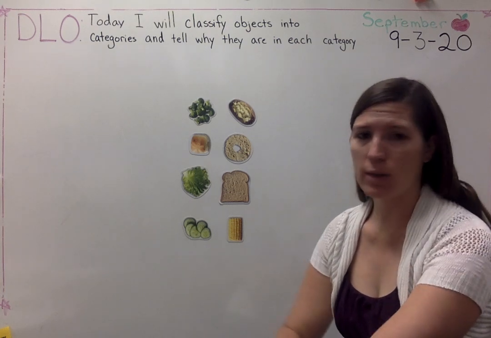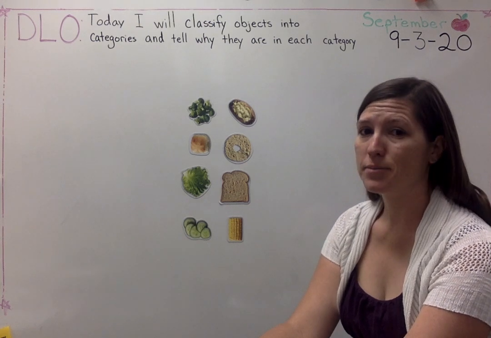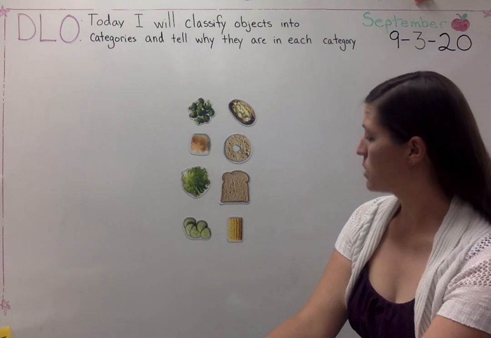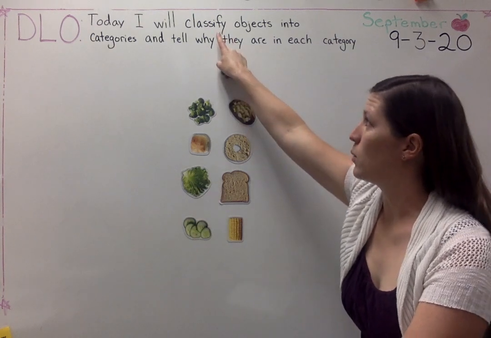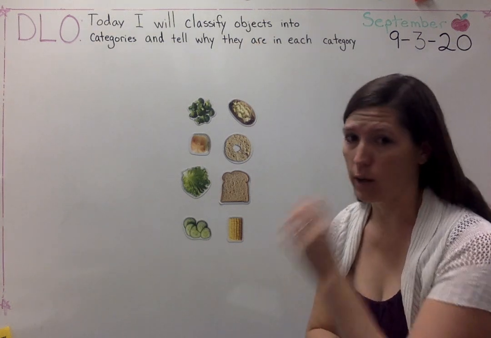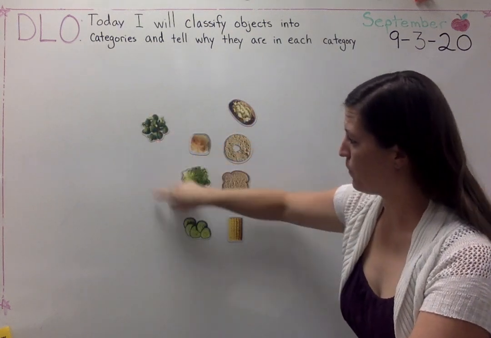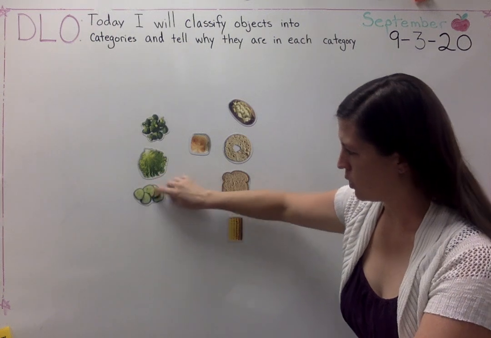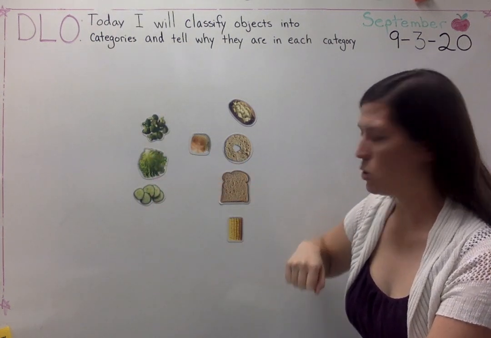First, I'll sort them by color. I see items that are green, I see items that are brown, and yellow. I'm going to classify these objects into categories by color. So first I'll start with green. I'll put broccoli, lettuce, cucumber. Those are all my green items. Now I'm going to do brown.